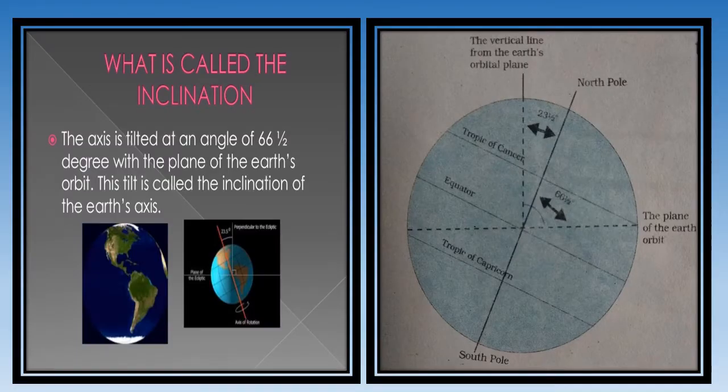Now the first and foremost thing for understanding is that our earth is not standing straight, it is tilted. How do we understand that tilt of the earth? If you look at this picture here, this clearly shows that our earth is tilted. This is the orbital plane of our earth.